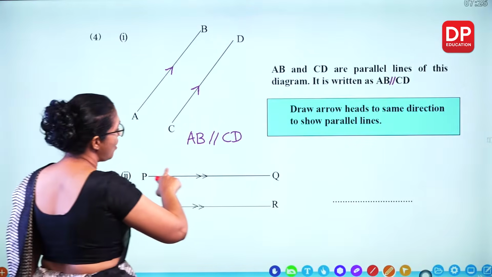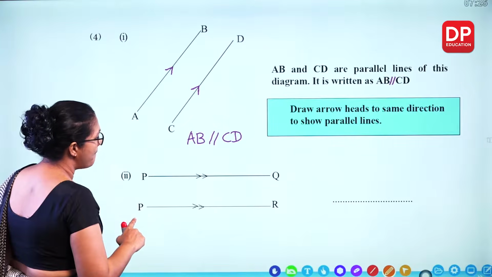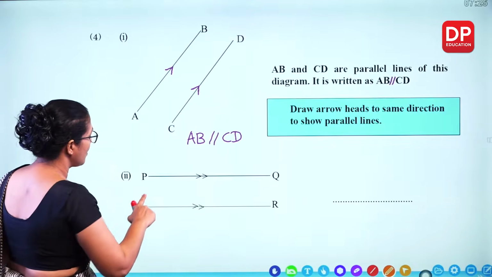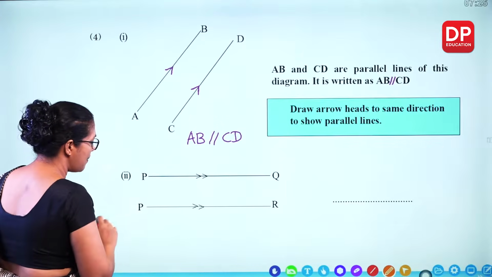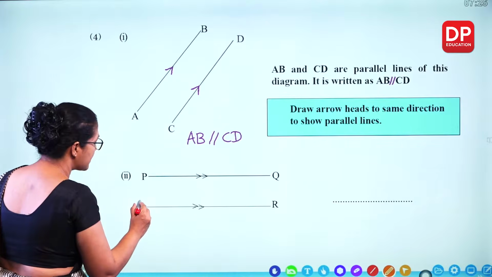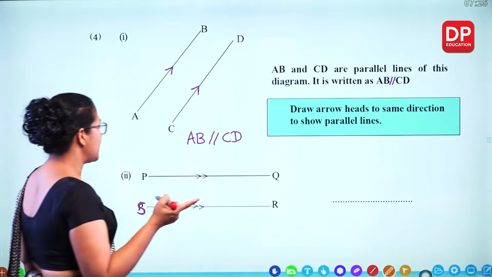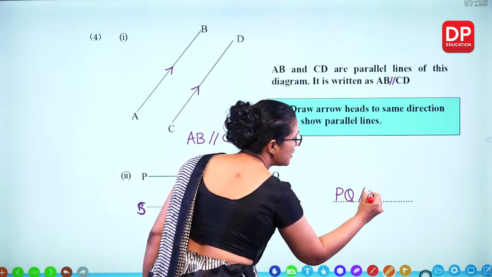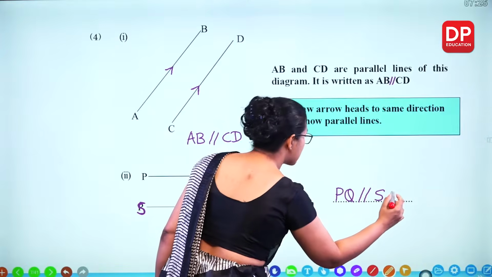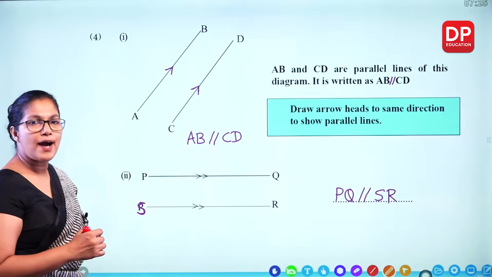In this also, PQ parallel to PR. So I'll take another letter, you can't take the same P value. So I'll take S point, PQ and SR. What can I say about these two lines? PQ parallel to SR. So these two lines are parallel.